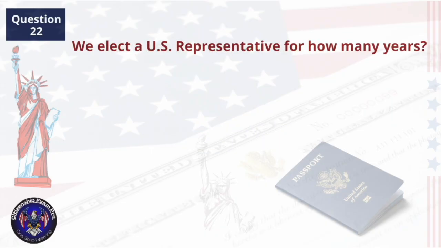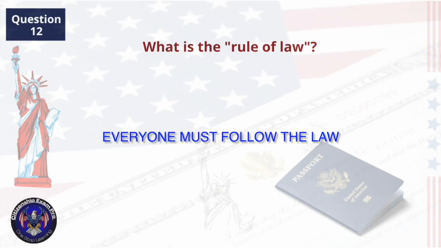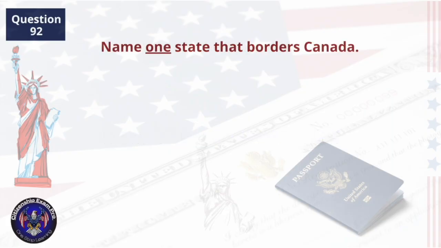We elect a U.S. representative for how many years? Two. What is the rule of law? Everyone must follow the law. Name one state that borders Canada. New York.